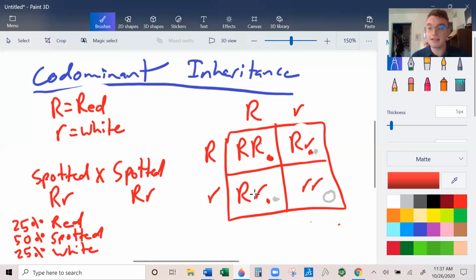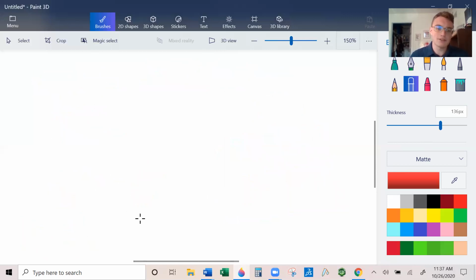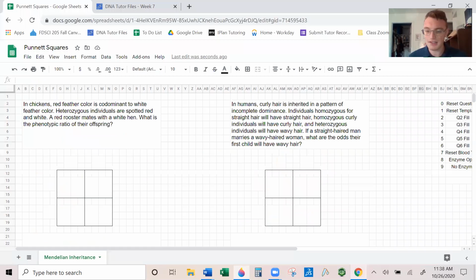Okay, so that's codominant inheritance. We beat that one to pieces here. So really the only difference here is just what big R, little r means. It's not red, it's in fact spotted. Okay, let's work through an example problem that isn't working with colors, because virtually every codominant one you run into in your homework and stuff is dealing with colors. So let's work with one that doesn't deal with colors, but is still a codominant problem.